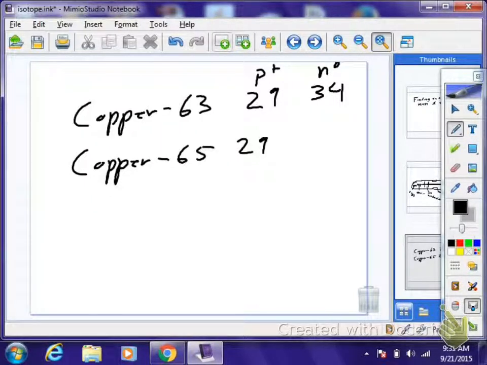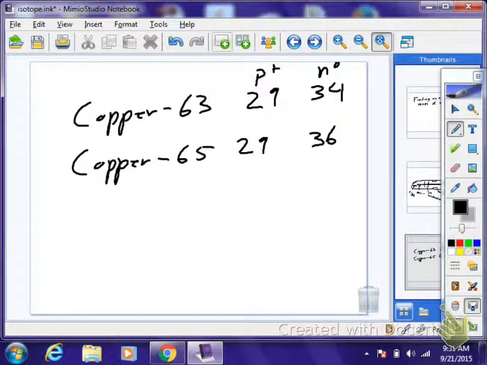Okay? And then copper 65 would be what? 36. Wait, how do we get that? We subtract out the protons from the mass number. The mass number is total protons and neutrons added together. Protons and neutrons added together gives you the mass number.